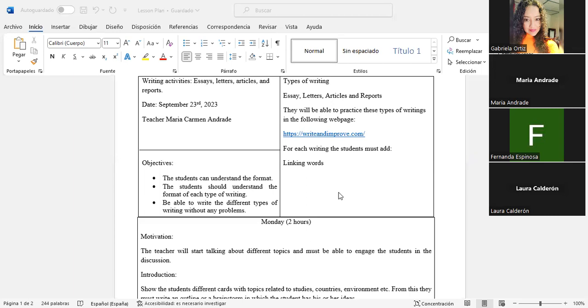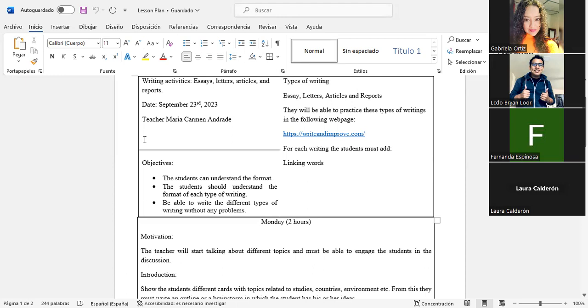Okay, in my case, I did it for my FCE students, who are at the intermediate level. In this case, I made a lesson plan about writing, as they have to write two different tasks. I just went with the flow because I wasn't sure. So it says writing essays, letters, articles, and reports. It depends on what it gets.